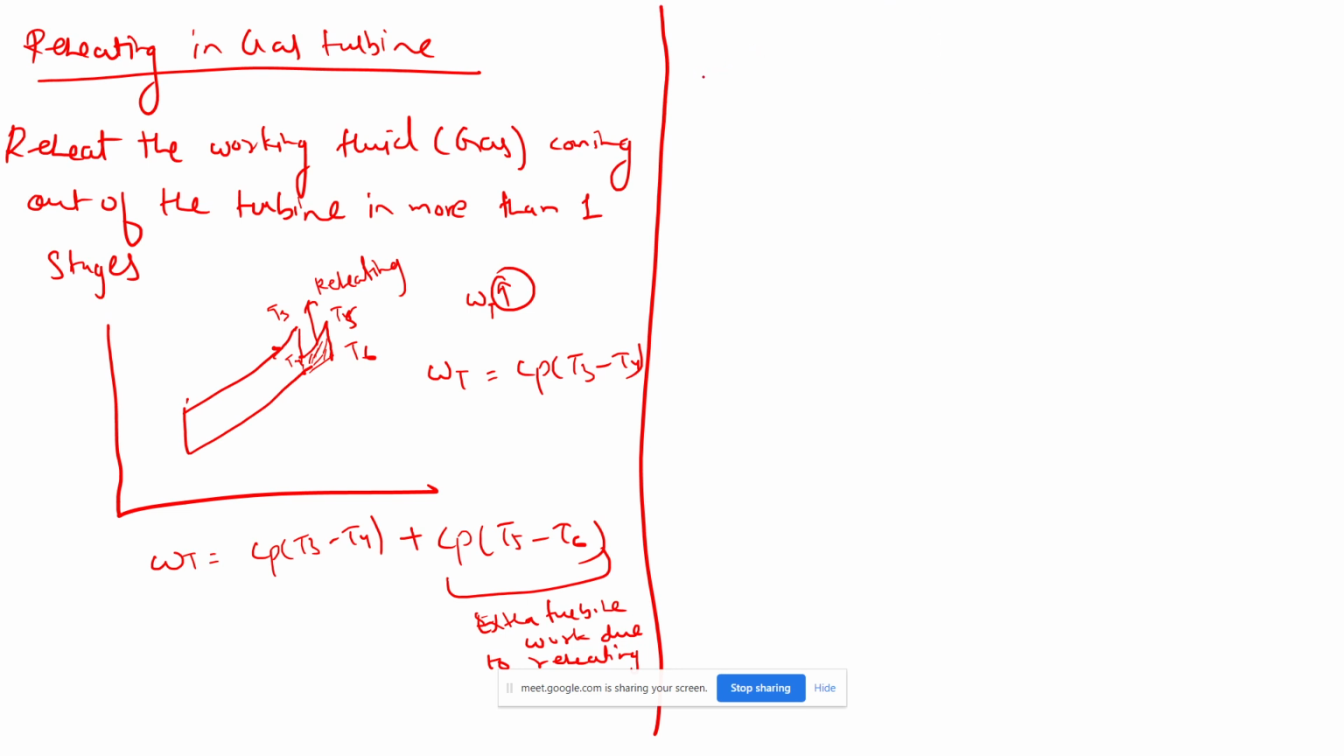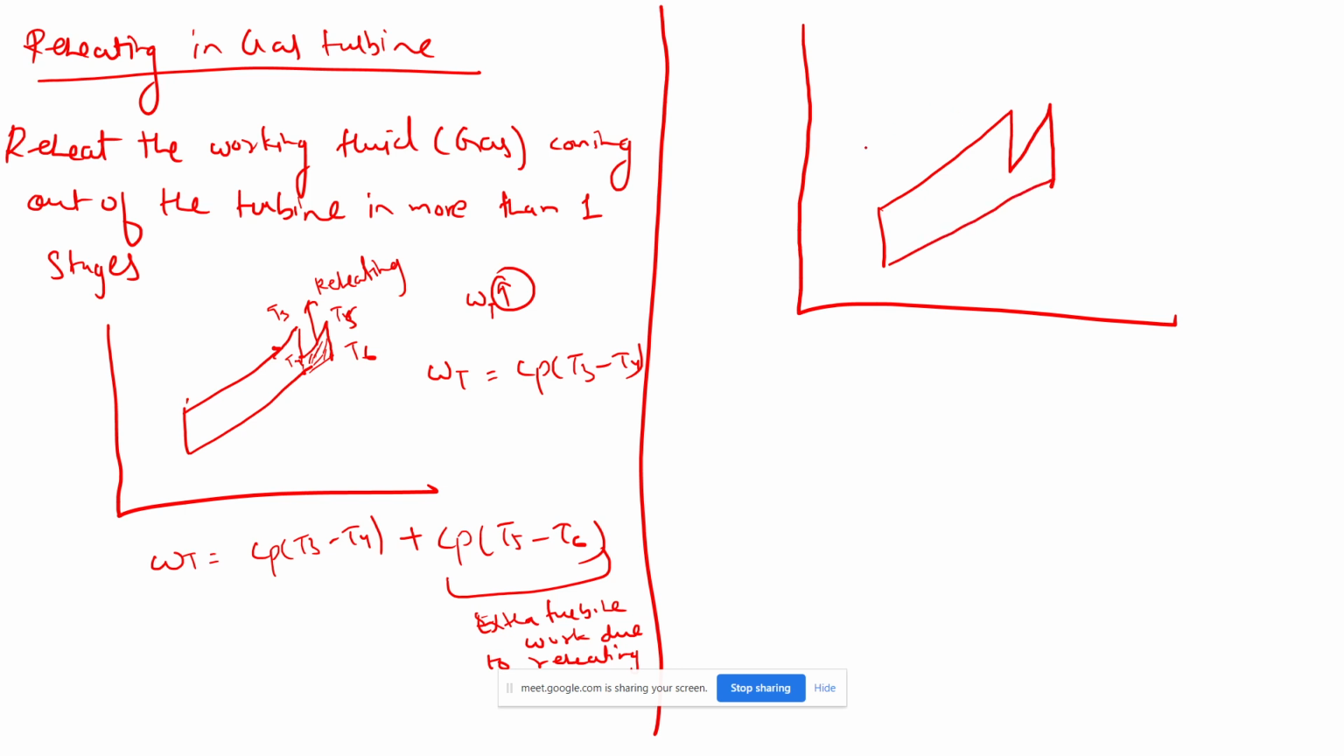So the cycle I'll draw a little more clearly for you. Is it fine now? Previously it was looking like a hodgepodge. Points 1, 2, 3, 4, 5, 6, and this is the temperature entropy curve. Is it fine till now?